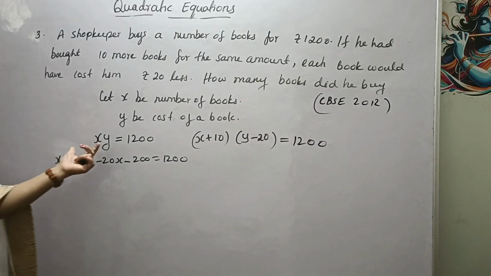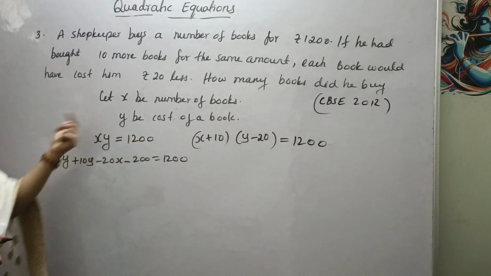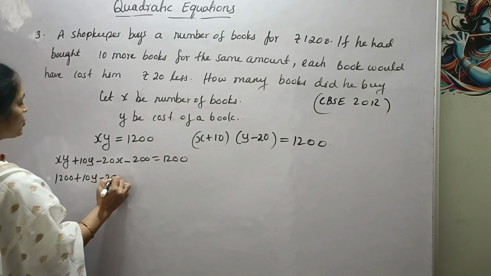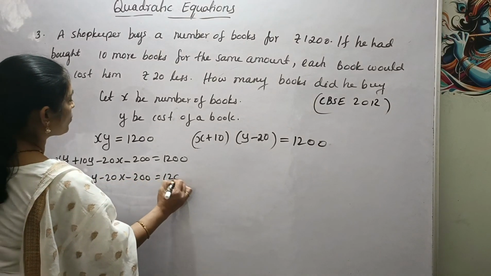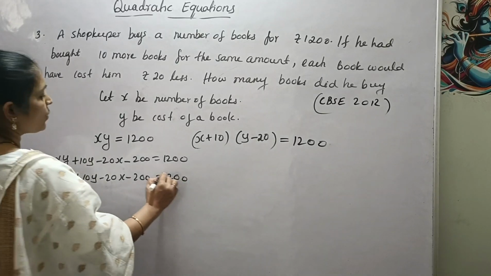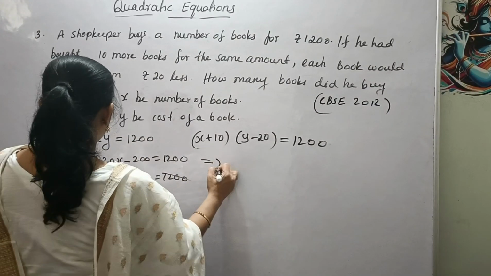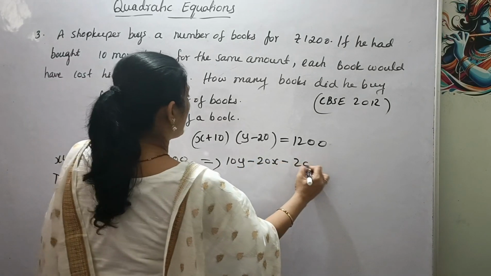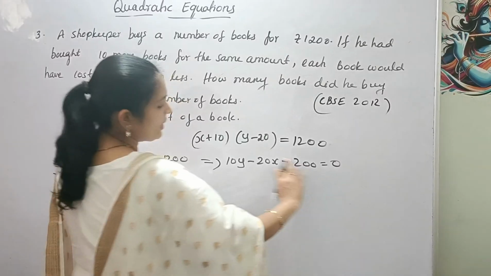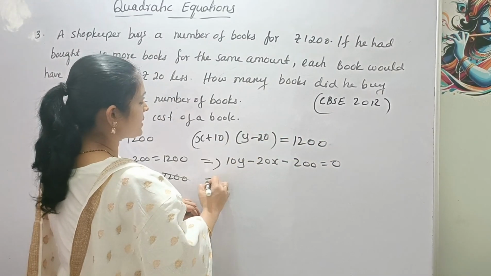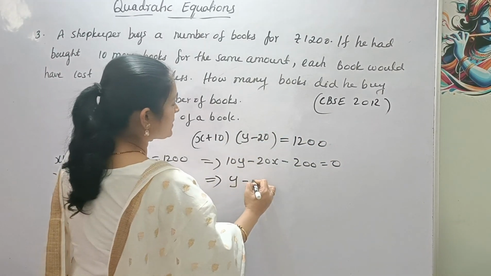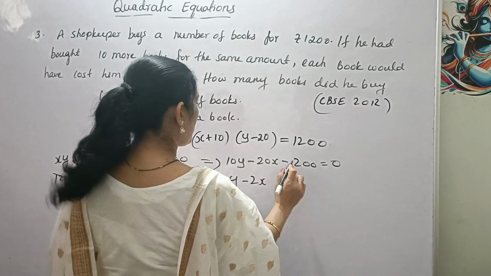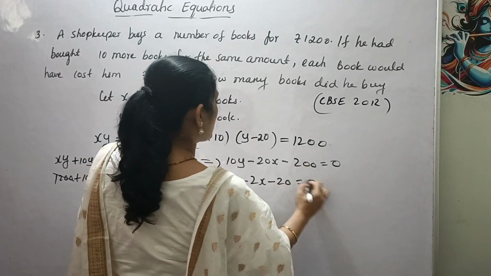Here, we know that xy is equal to 1200. Substitute it here. That is 1200 plus 10y minus 20x minus 200 is equal to 1200. This 1200 cancelled. That implies 10y minus 20x minus 200 is equal to 0. Here 10 is common. We can take it out, and the right side will be 0. So y minus 2x minus 20 is equal to 0.